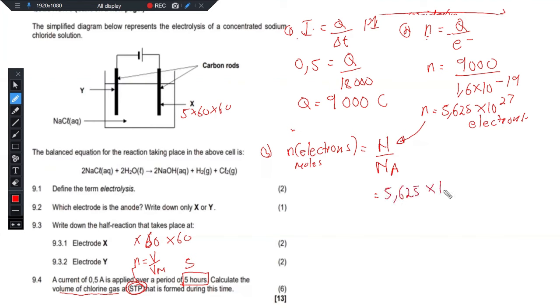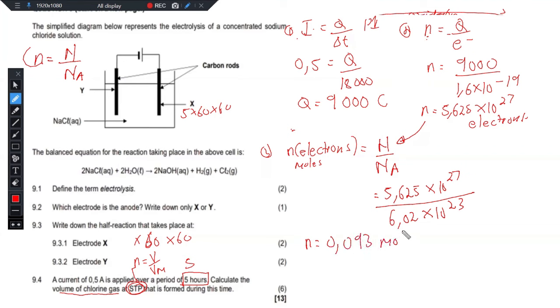So that means I will have 5.625 times 10 to the exponent of 27 divided by the Avogadro's constant, which is 6.02 times 10 to the exponent of 23, right? So we know this formula n is equals to N over NA. So we're looking for this number of moles. Now, when we calculate that, we find that our number of moles is 0.093 mole, right?